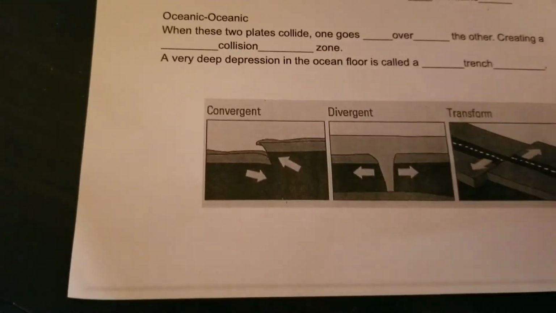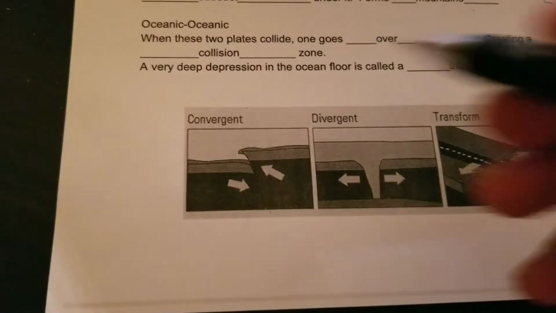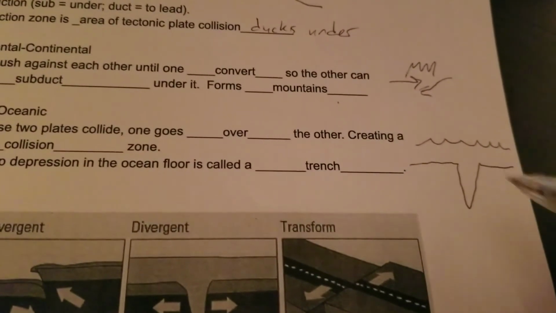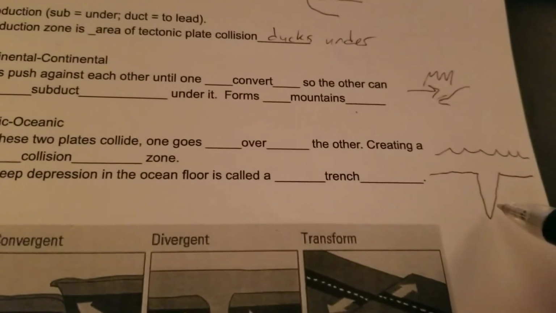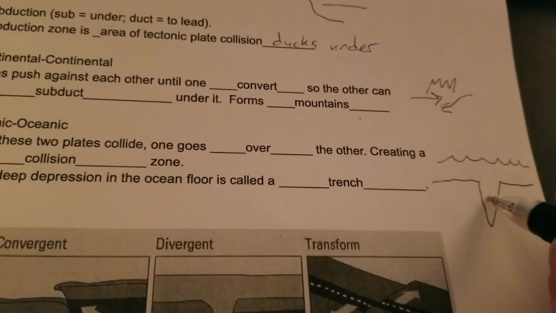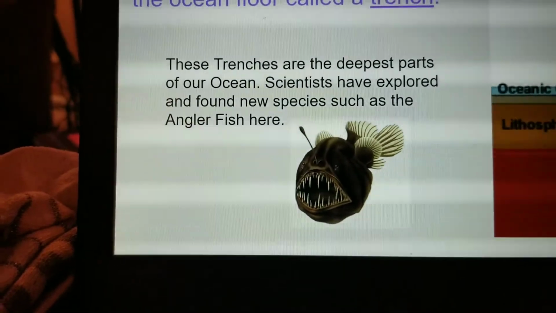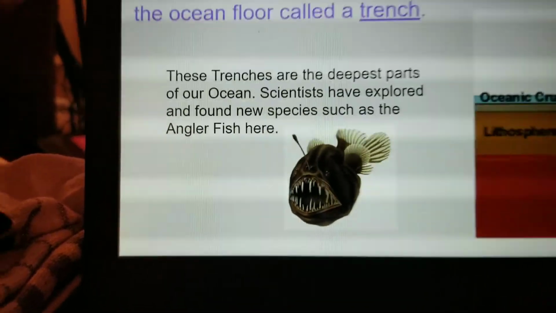Oceanic. When these two plates collide, one goes over the other, creating a collision zone, creating a deep depression in the ocean floor. It's called a trench. So, right, here we go. Waves, got our trench coming down here. This is the thing some of you asked about in Finding Nemo, when they run across that fish that has a little light on its head. Yeah, that's an anglerfish. We have an anglerfish right here. These trenches are the deepest parts of our ocean. Scientists have explored and found species such as the anglerfish here. That is the Finding Nemo thing.